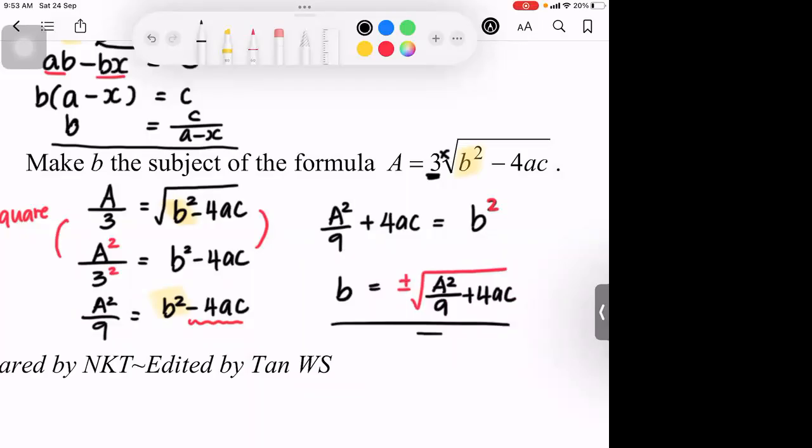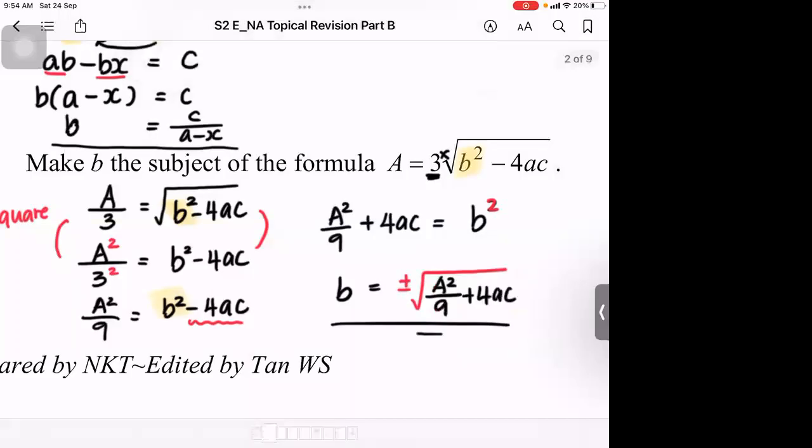Okay, so to undo square root, you square. To undo cube root, you cube. Okay, to undo square, you square root. To undo cube, you cube root. Okay, but square root will have 2 answers. Must remember to put plus or minus.